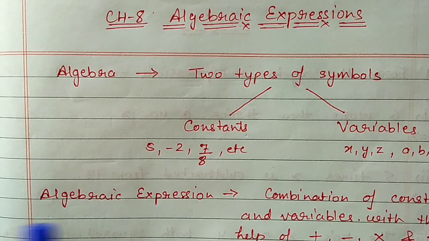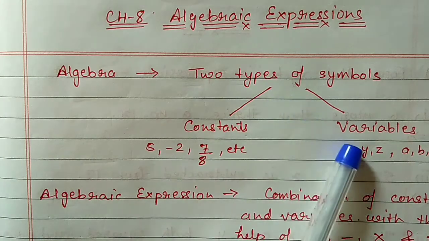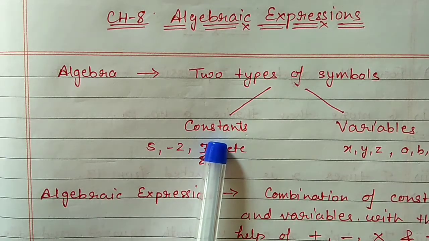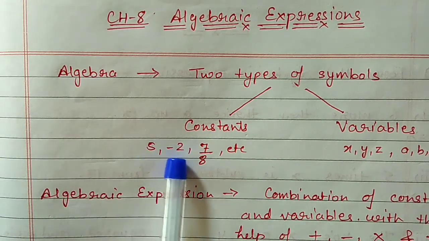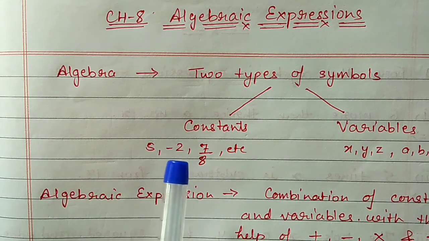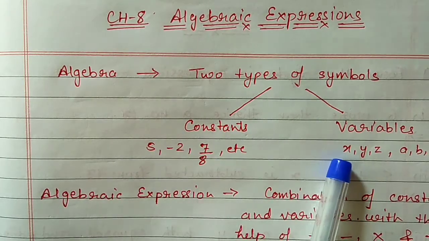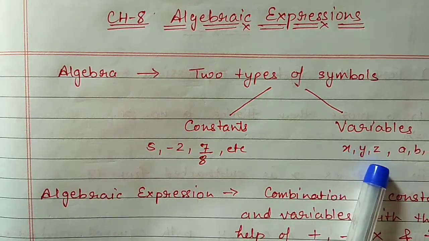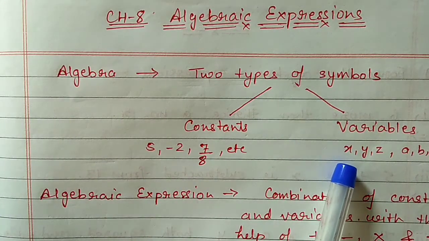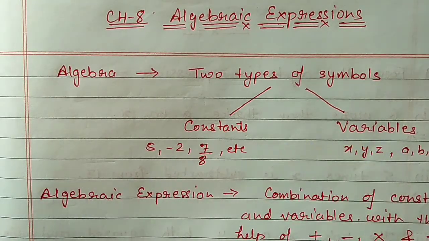Algebra is the combination of variables and numbers. So numbers we will call constants, and all the alphabets we will call variables. Constant means the value is fixed, so we cannot change these values from our side. All numbers, whether positive, negative, fraction, or decimal, come under constants, and all the alphabets and other symbols come under variables. Variable means it will vary depending on the condition; it will change according to the condition.